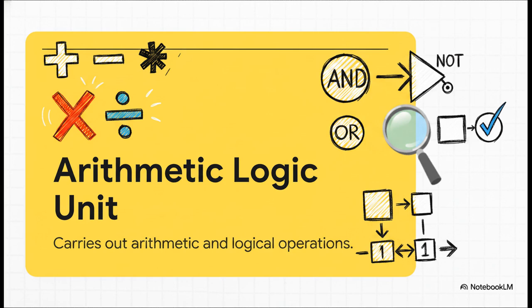This is the muscle of the operation. It handles all the mathematical heavy lifting: addition, subtraction, multiplication. And here's a wild little fact. Division operations are actually way more processor-intensive for the ALU to pull off than multiplication. It also takes care of your logical operations, your Boolean ANDs, ORs, NOTs, along with comparisons and bitwise shifts.